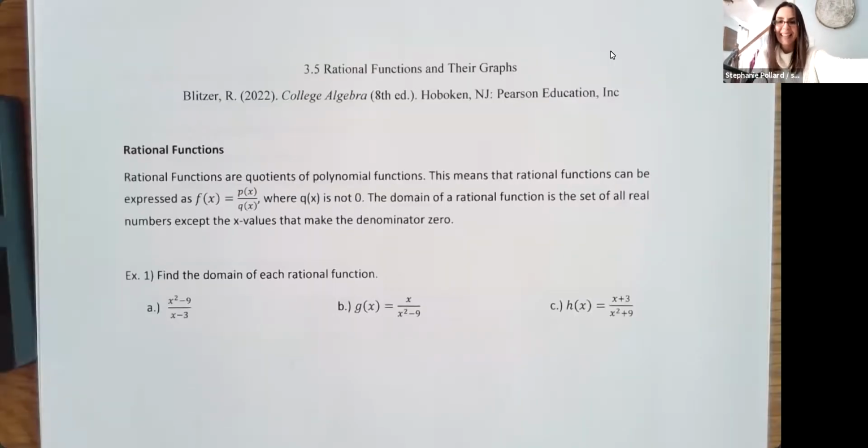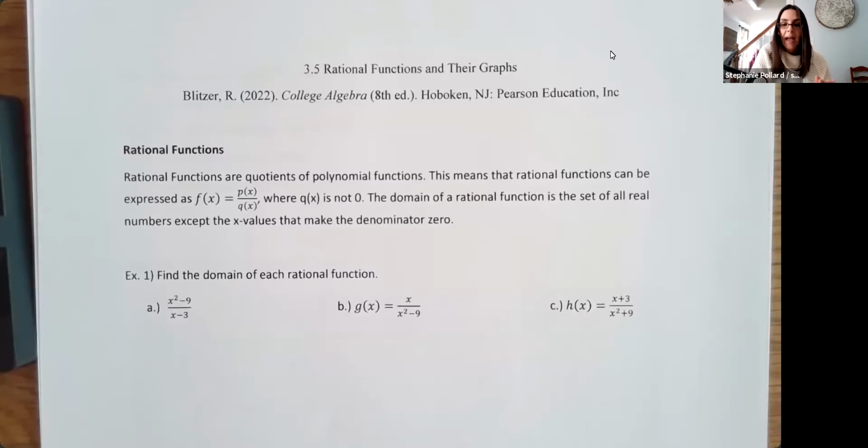Hi everybody, in this video or a section of videos, we're going to look at rational functions and their graphs. Rational functions have the word ratio in it, and ratio is sort of like a fraction. A fraction is one example of a ratio when we have one thing compared to another.